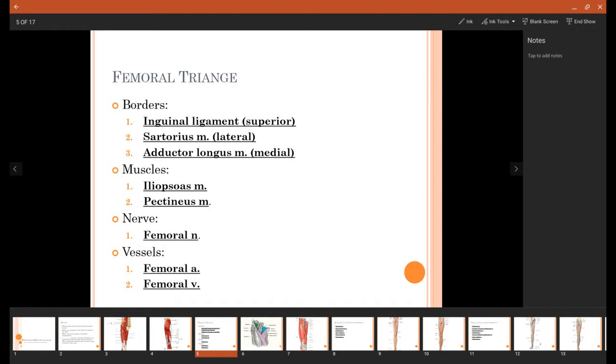Muscles we're going to find in the femoral triangle are the iliopsoas and the pectineus muscle. The nerve we're going to find in the femoral triangle is the femoral nerve, which is going to be lateral in this group of vessels. The blood vessels are going to be the femoral artery and the femoral vein, and the femoral vein will be the most medial.